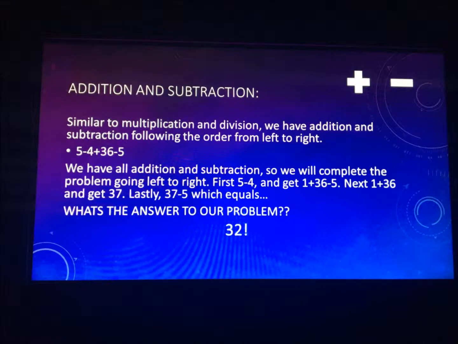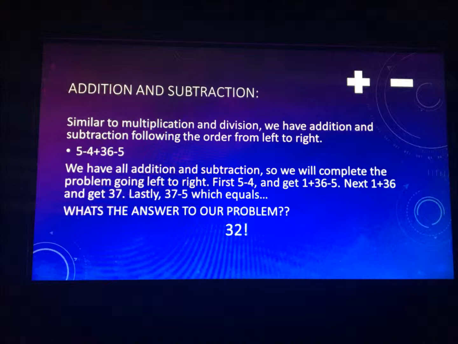Our next steps in PEMDAS are A and S, which are addition and subtraction. Similar to multiplication and division, addition and subtraction are interchangeable as well. You can complete them from left to right. So we have 5 minus 4 plus 36 minus 5. We have all addition and subtraction left in our problem, so we're almost complete. We're just going to go ahead and complete it from left to right.